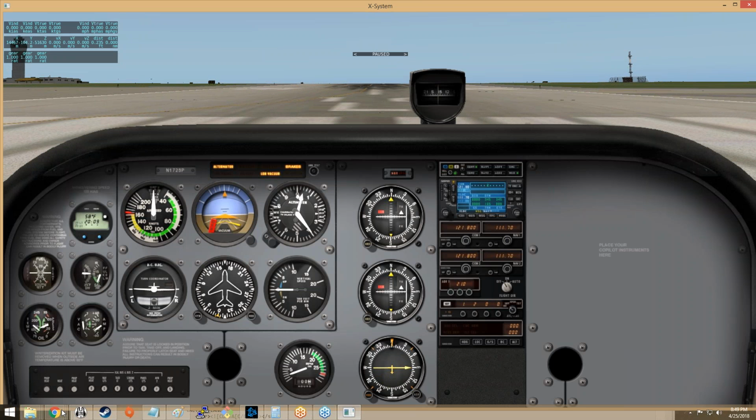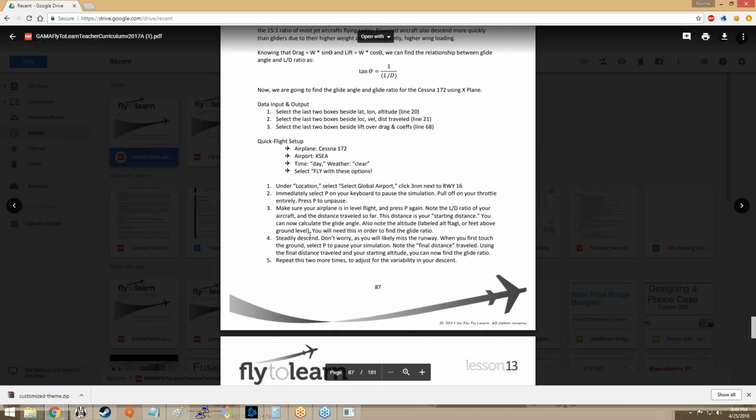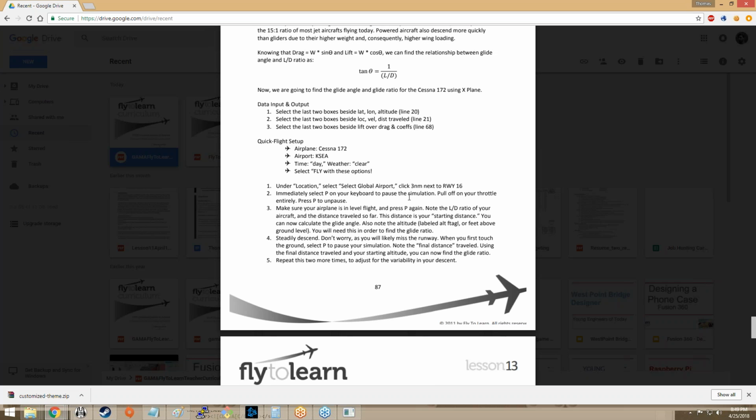So what we want to do here is we're going to start 3 nautical miles away from runway 16. Then we're going to look at the latitude, longitude, and altitude, location, velocity, and distance traveled, and lift over drag and coefficients.